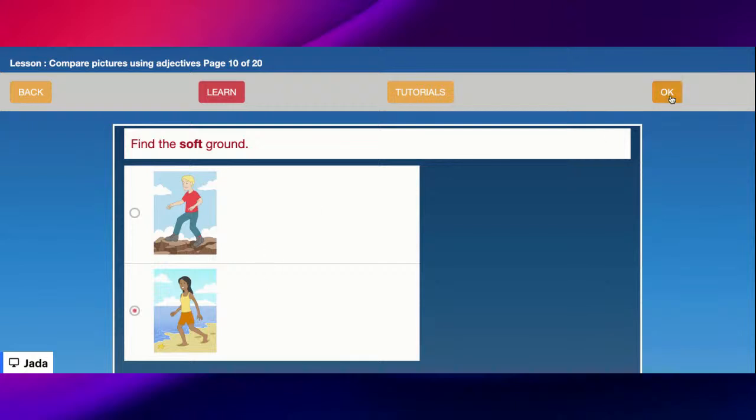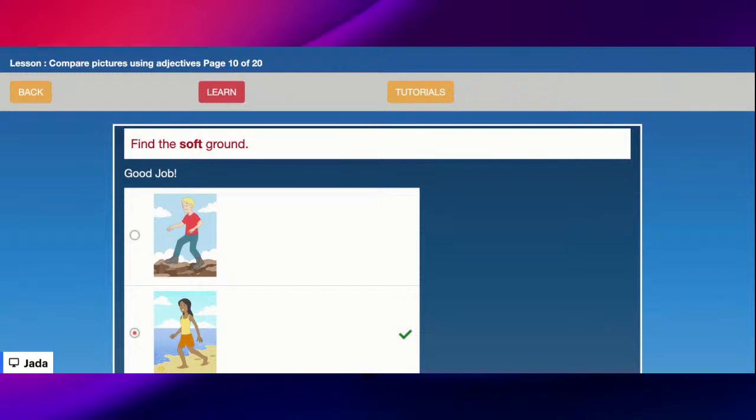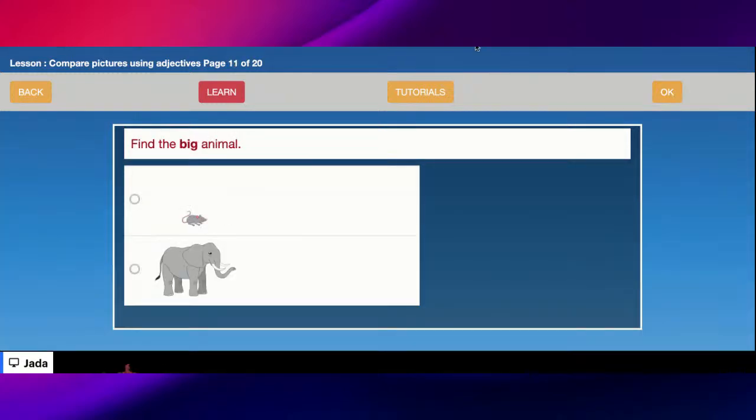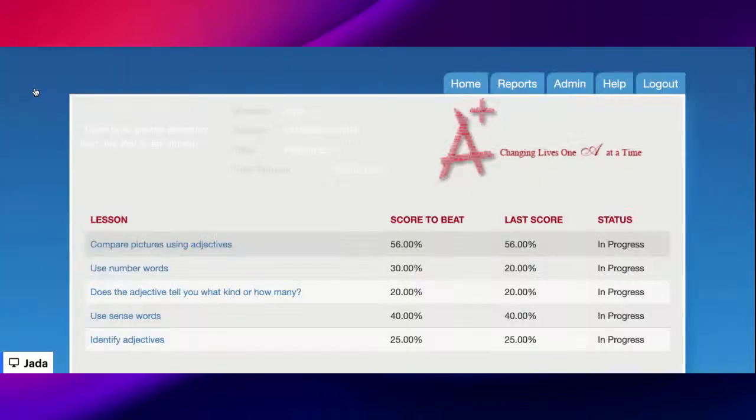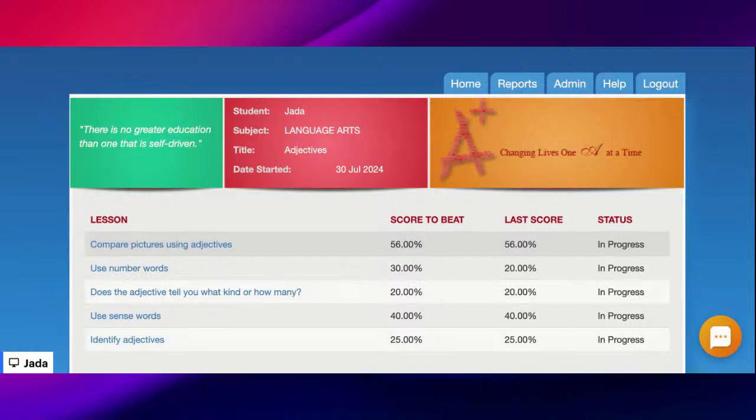Do you guys have any questions before we move on to the next one? Because we have some more questions left. I want you guys to complete this lesson. If you've not done this test before, make sure you complete it, okay?